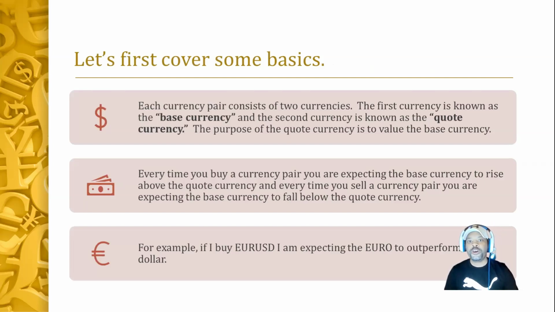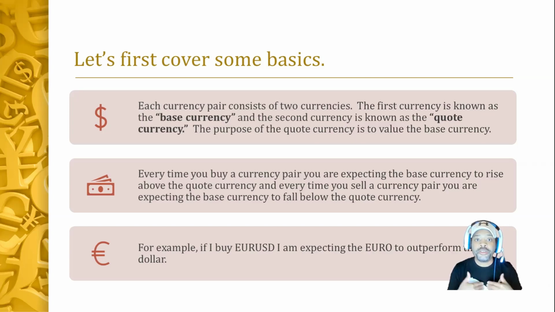So before we get too deep into this, it's important that we go over the basics, especially for those of you who are watching this video and you are new to trading, or even experienced traders who maybe just forgot about this. Each currency pair consists of two currencies. The first currency is known as the base currency, and the second currency is known as the quote currency. And the purpose of the quote currency is to value the base currency.